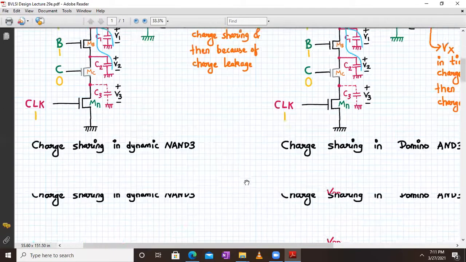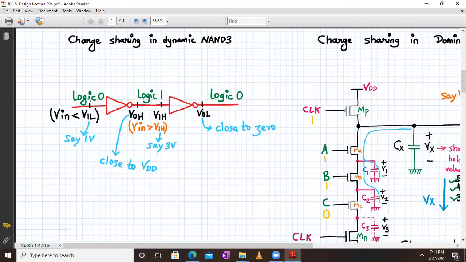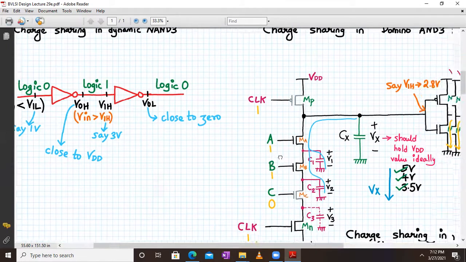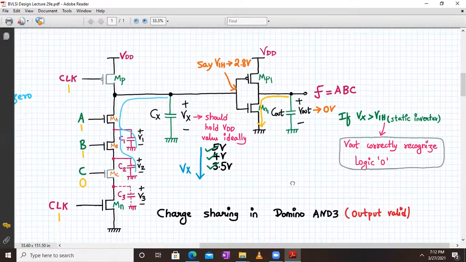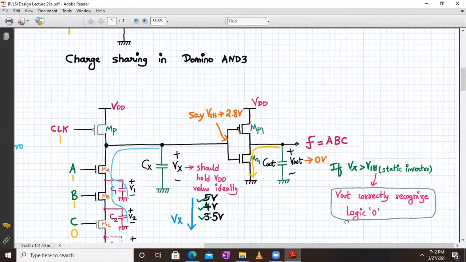Okay, now let us go into detail a little bit. This is a very important concept: if Vin is less than VIL, then it is interpreted as logic 0. If it is interpreted correctly as a logic 0, it will produce a logic 1 output, which is VOH. This output is applied as an input to the second inverter, and if that input is greater than VIH, then only it will be correctly interpreted as logic 1, and it will produce a strong logic 0 correctly at the output. Now let us extend this charge sharing concept a little bit in case of domino logic, to see what it really does to the domino logic.